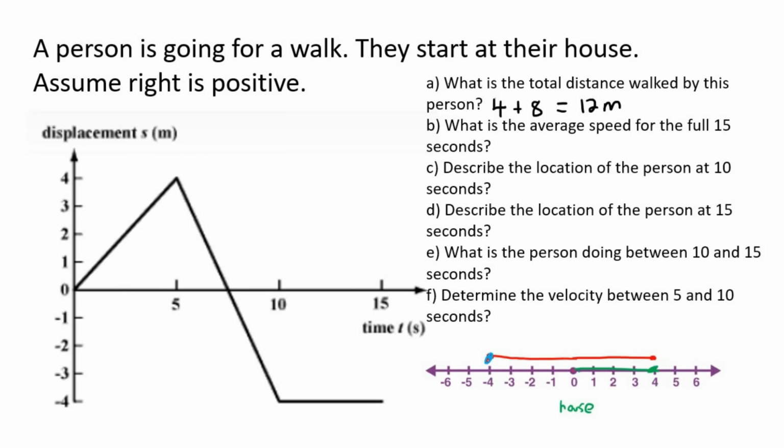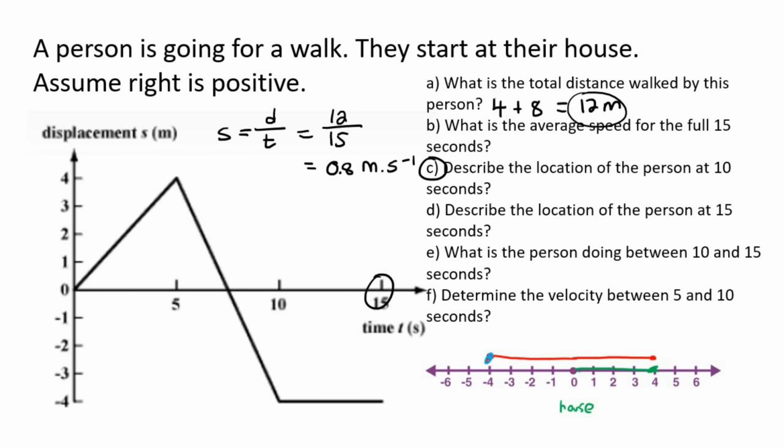The next question says, what is the average speed for the full 15 seconds? Now, in previous lessons, we've learned that speed is equal to distance over time. And we've just seen that the total distance is 12 meters, and the total time on our graph is 15 seconds. If you had to calculate that, you would end up with 0.8. And the units for speed will be meters per second.